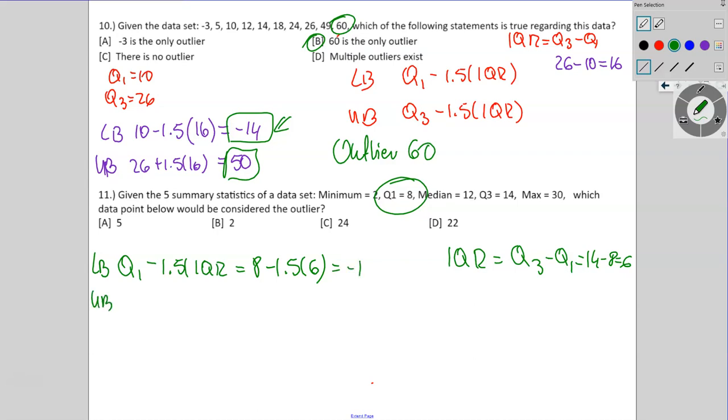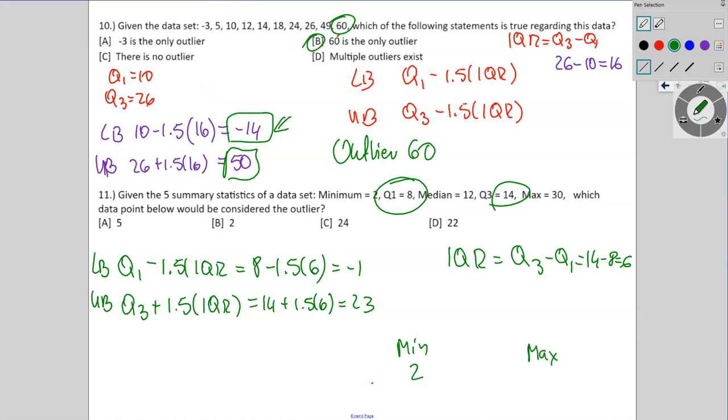My upper bound is going to be Q3 plus 1.5 times IQR. Q3 in this case is 14, plus 1.5 times 6 equals 23. So now I'm going to look at my data. I know that my minimum value is 2, and I know that my maximum value is 30.